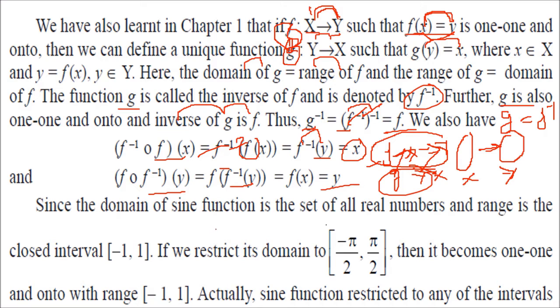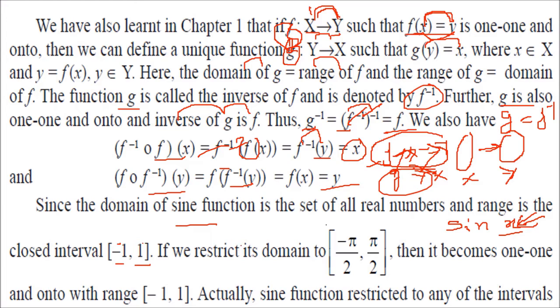Since the domain of the sine function is all real numbers, sine x can take any value for x. This is the domain, so there is no problem giving any value. But the range is a closed interval, which means the value will come from -1 to 1, inclusive.